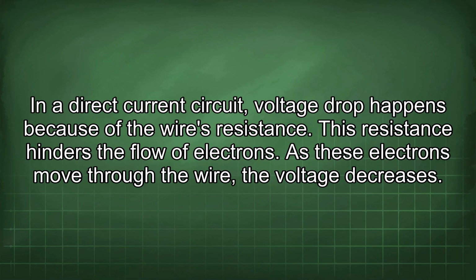In a direct current circuit, voltage drop happens because of the wire's resistance. This resistance hinders the flow of electrons. As these electrons move through the wire, the voltage decreases.